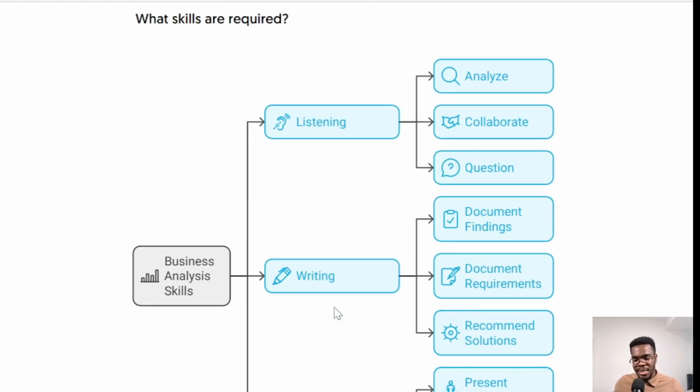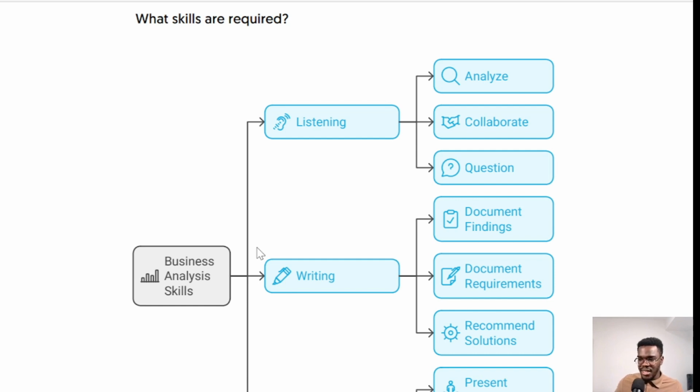From the listening skills, you're listening to analyze information, right? You're listening to collaborate with people. You're listening to ask questions. So think of yourself as a midwife. Your stakeholders are trying to birth an idea, and you're supposed to help them birth this idea. Take it to the scenario of the restaurant.